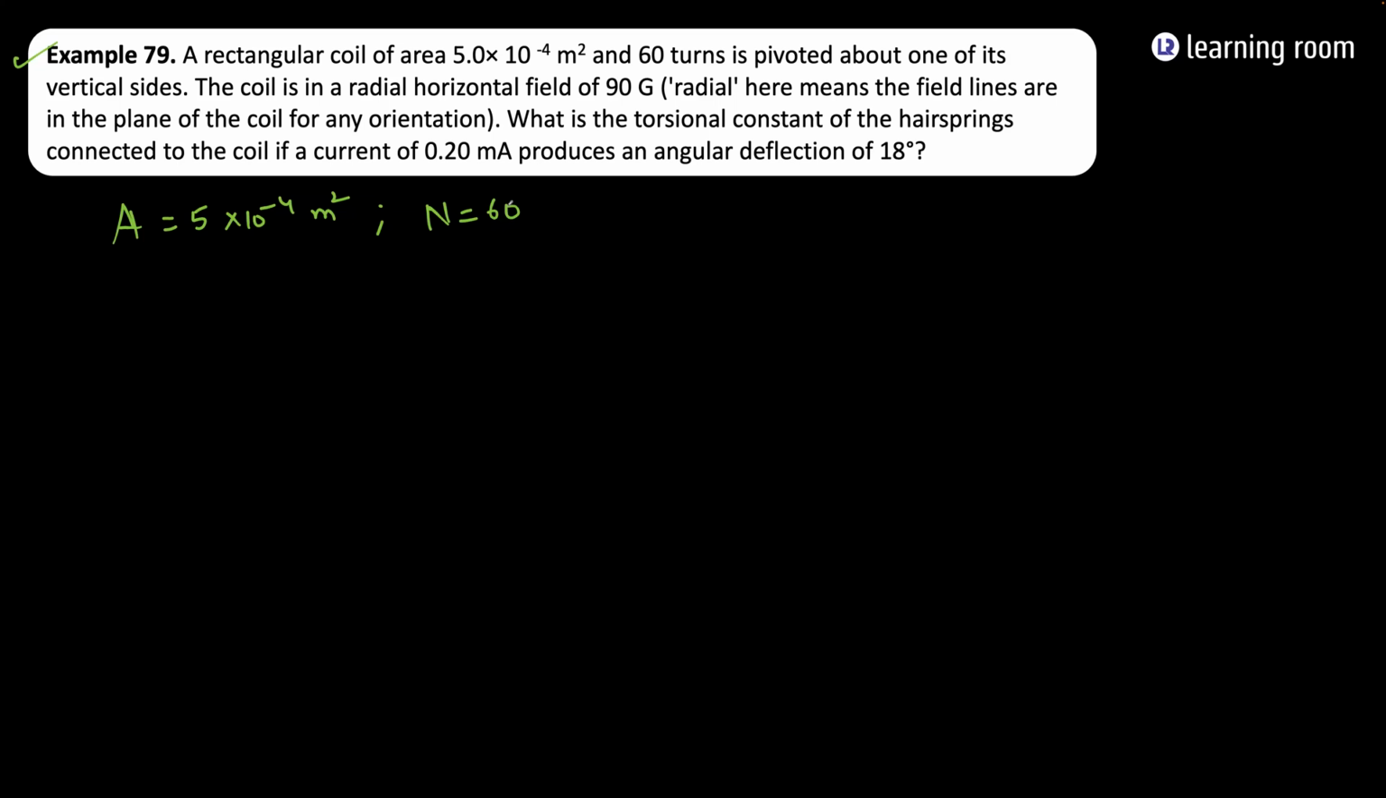The coil is in a radial horizontal field. Whenever they use the word radial field, what should come to your mind? The value of theta is always 90. That is, the angle between M vector and B vector will be 90, right?